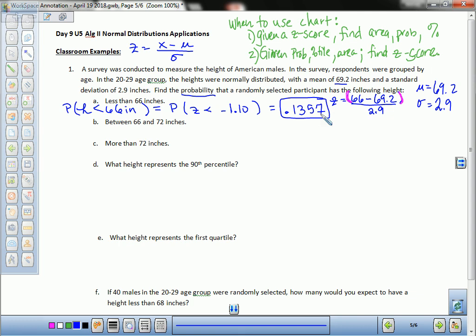All right. Any questions about number one? Where did you get that number? I read the chart for negative 1.1. Oh, I was at 1.0. Okay. That's what I was telling you.